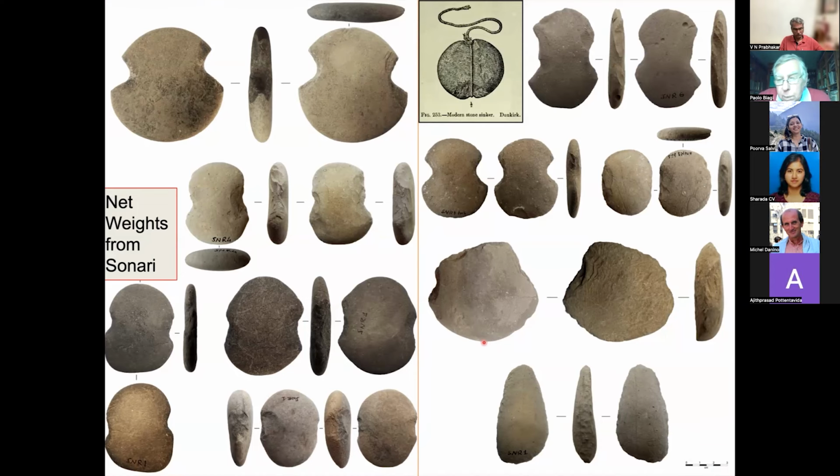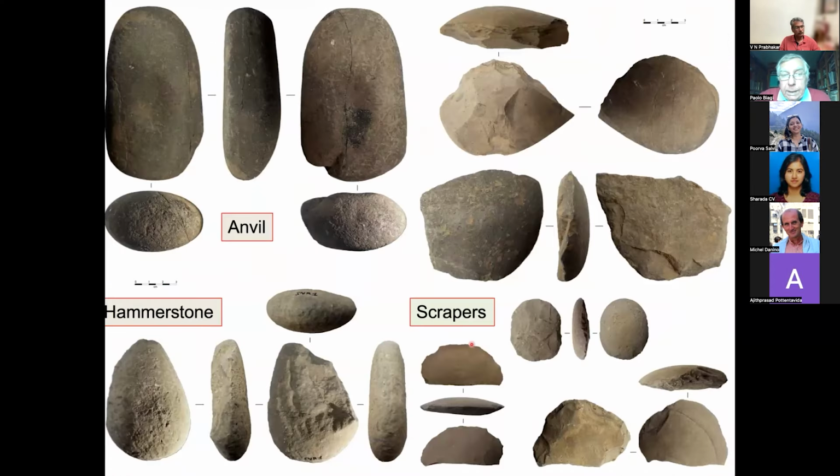Next one. And here again, we have other tools which come from the site of Sonari, an anvil. There are some retouched artifacts like this one. Maybe this is another tool which has been used by fishers. Then there is a hammerstone, maybe used for opening the shells. I can't tell you. And this anvil has been beaten also over here. And here is a depression, here is another. These kinds of tools are very common in Oman in the fishers' sites. Next one.